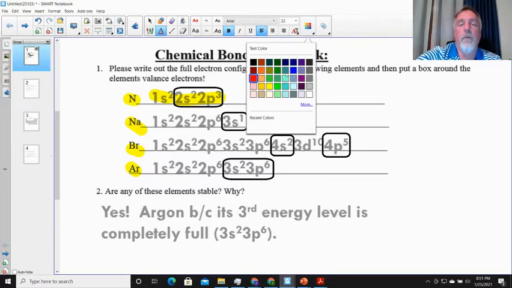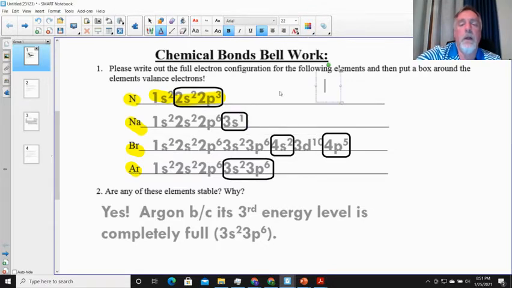So we're going to take a look at what we circled. And we saw here we circled the 2s and the 2p. So nitrogen has 5 valence electrons, which also matches its group number, remember. Sodium, there's only 1 electron inside the box, so we have 1 electron.